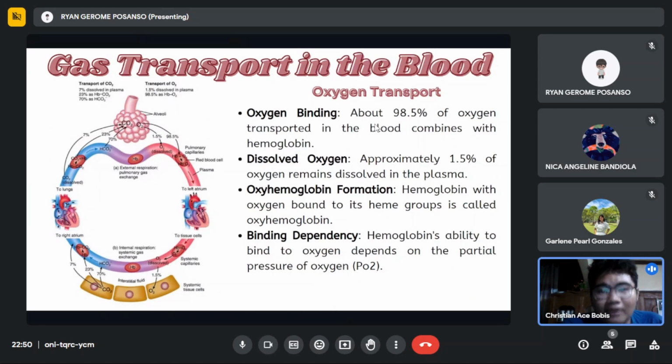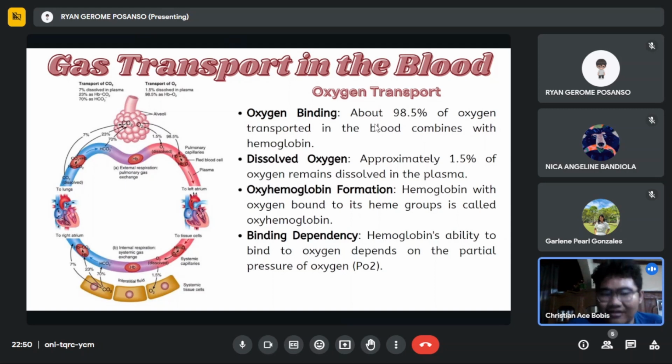Oxygen binding. About 98.5% of the oxygen transported in the blood combines with hemoglobin. In the process of oxygen transport in the blood, the majority of the oxygen, of course, 98.5%, binds to hemoglobin, a protein found in red blood cells.